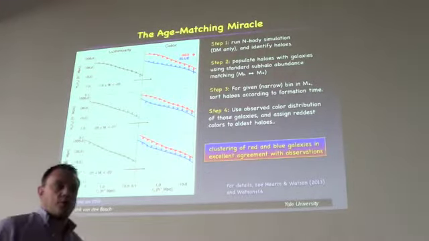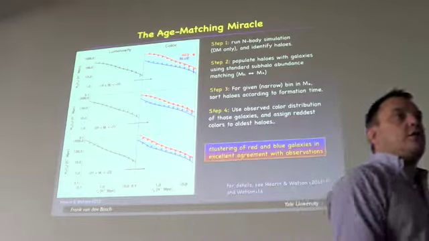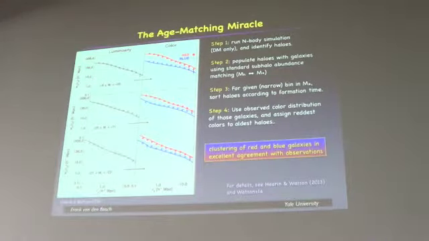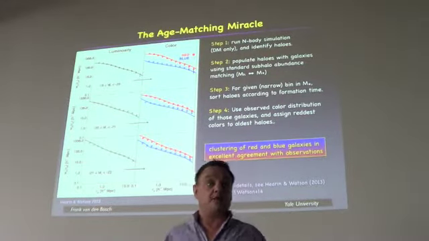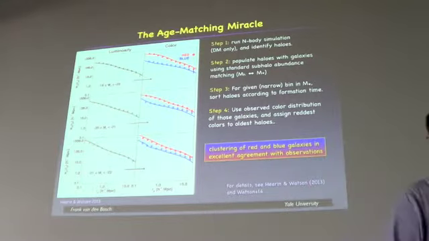And numerous people have shown that if you do that, you can very nicely fit the clustering of galaxies. And it's shown here. This is from a paper by Andrew Hearin and Douglas Watson. These are the correlation functions of galaxies in different magnitude bins. The solid line is the correlation function that you get if you just do abundance matching of galaxies onto the halos in the simulation.